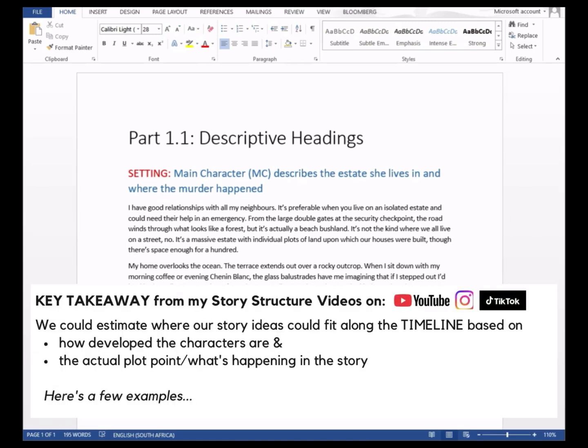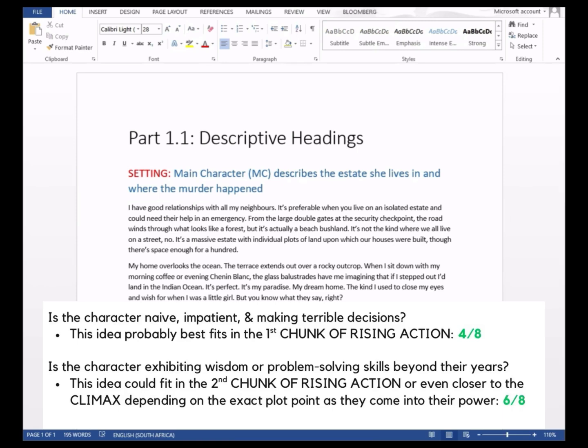Now, the key takeaway from my story structure videos is that we can estimate where our story ideas fit along the timeline just by looking at how developed our characters are and, of course, exactly what's happening in the story. For example, is the character naive, impatient, and making terrible decisions? This story idea likely belongs somewhere in the first chunk of rising action, or 4 out of 8. Or is the character exhibiting wisdom or problem-solving skills beyond their years? This idea probably fits in the second chunk of rising action, and that too, somewhere closer to the climax depending on the exact plot point, or 6 out of 8.